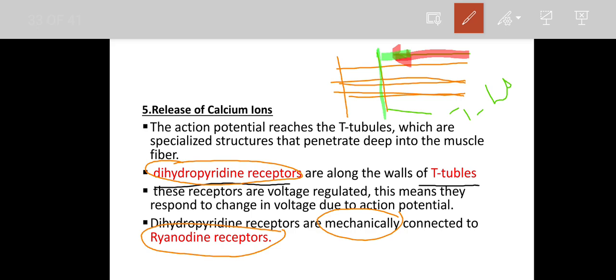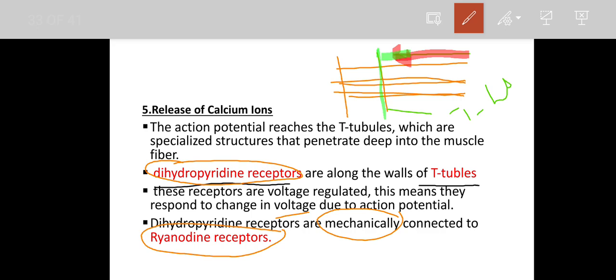They are the ones which control whether calcium is going to remain in the sarcoplasm or be released. The dihydropyridine receptors respond to voltage, but they are mechanically connected with the ryanodine receptors. When we say mechanically connected, we mean the ryanodine receptors are moved manually by the dihydropyridine receptors. They don't use chemicals like a synapse, or electrical signals, no.